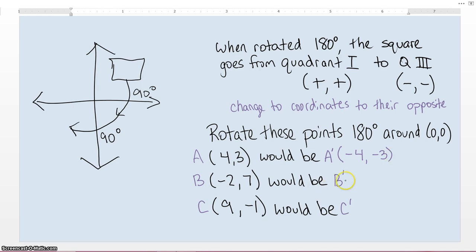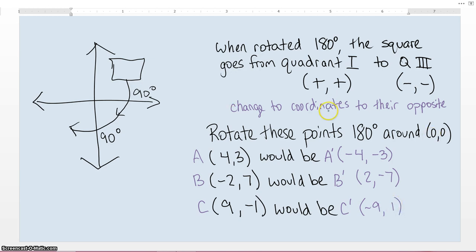Okay, so if you did those, the new B, the B prime, you do the opposite. The opposite of -2 is 2. The opposite of 7 is -7. That would be if we rotated this point 180 degrees. And C, 9, -1, or the C prime, the new C, would now be -9, 1.